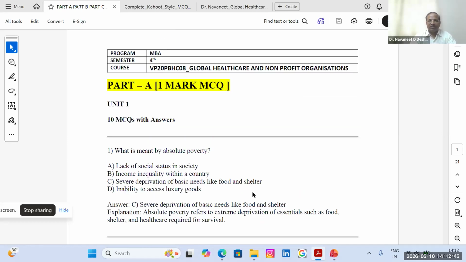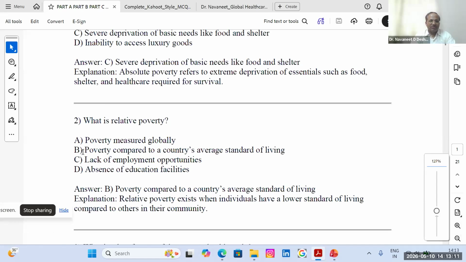Now let's take the questions from your question bank. You have just now got what is meant by absolute poverty. Answer is C, severe deprivation of basic needs like food and shelter. What is relative poverty? Answer is B, poverty compared to the country's average standard of living. So relative poverty exists when individuals have a lower standard of living compared to others in the community.